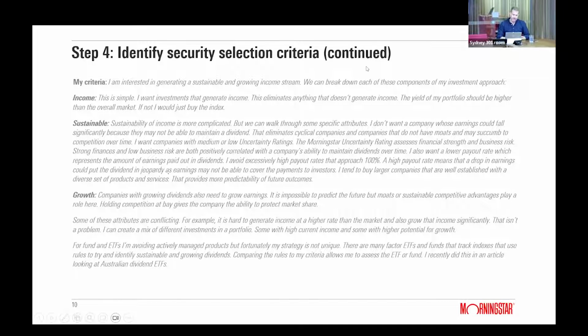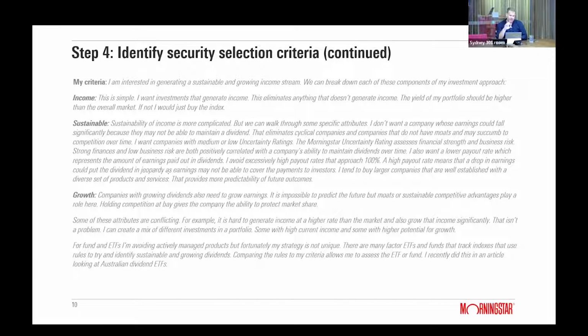All right. Growth. And here's the other problem. I also want these dividends to grow. Generating a high level of income and generating a growing level of income can be difficult. It's really about trade-offs. But how do companies grow dividends? Well, they need to grow earnings. I need companies that have good prospects for growing earnings. Of course, it's impossible to predict the future, but companies that have moats or sustainable competitive advantages can influence that, because it allows them to hold competition at bay. But I want that growth.